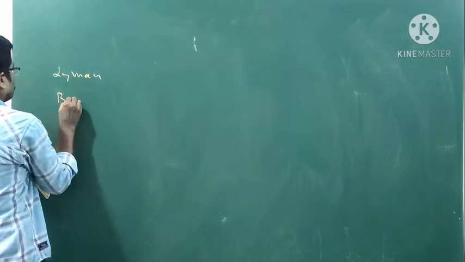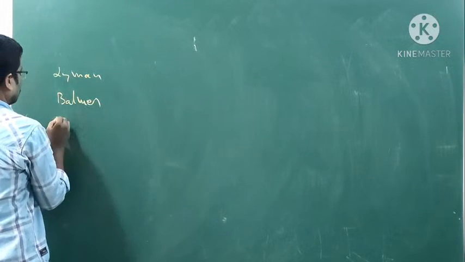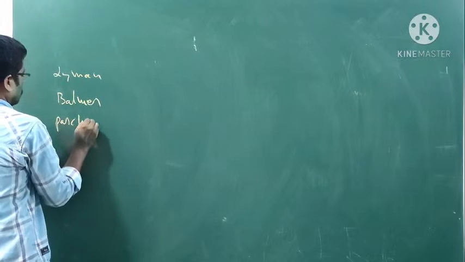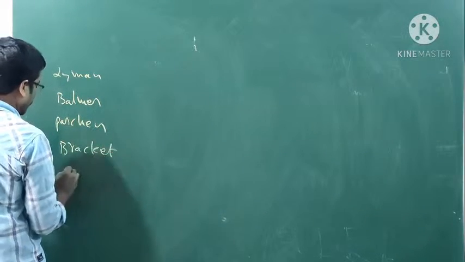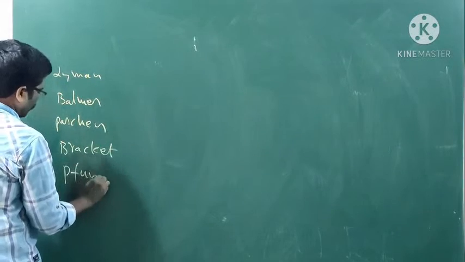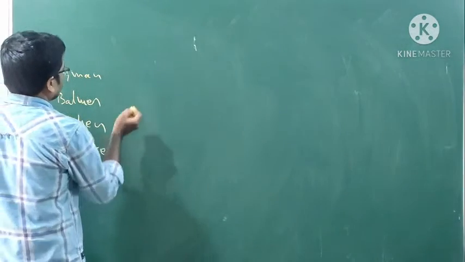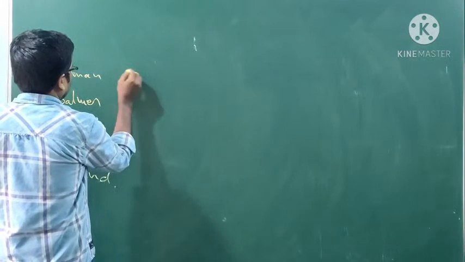Lyman, Balmer, Paschen, Brackett, Pfund. Okay, he explained the lines.